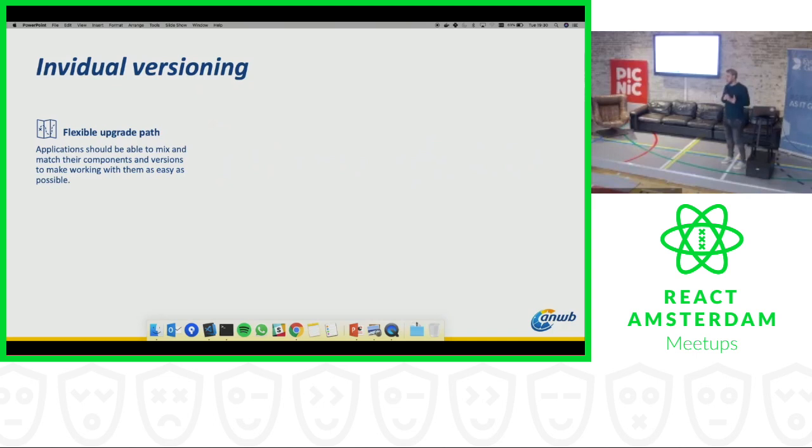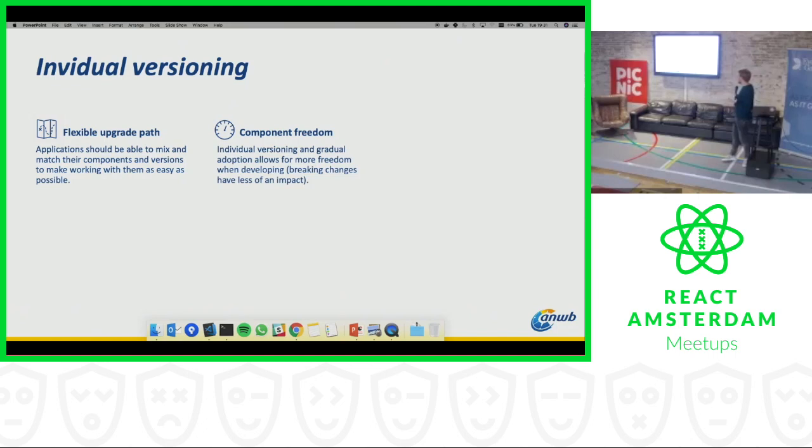And the reason why we did that is that it gave us a lot more of a flexible upgrade path for teams building their products. A breaking change isn't going to really stop you, because you can choose to update certain packages and leave others for later. And having that flexibility also allows the teams working on the components to introduce breaking changes more easily, because it's not going to have that much of an impact.